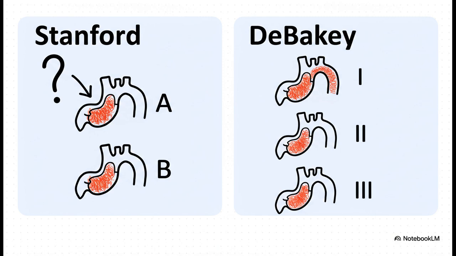Now, DeBakey's classification gives you more anatomical detail, which is great, but honestly, the Stanford classification is the one you'll see used most often, and for a very good reason. It's beautiful simplicity. It boils everything down to one single critical question. Is the ascending aorta involved? If yes, it's a type A. If no, it's a type B. And that one distinction, right there, is the most important fork in the road for deciding what to do next.